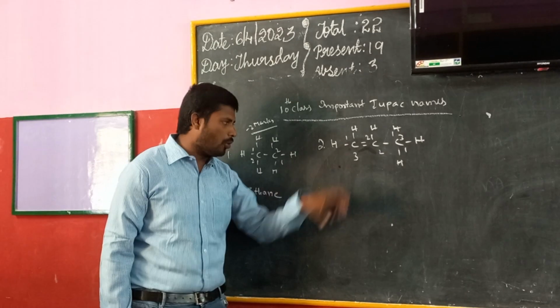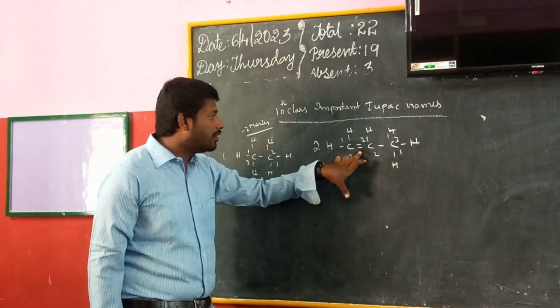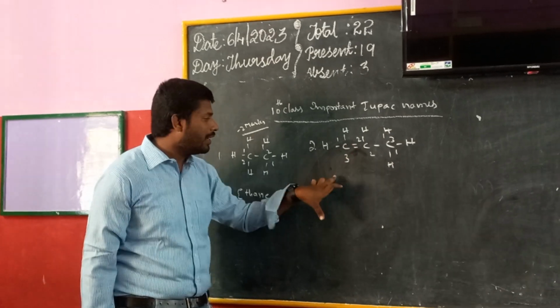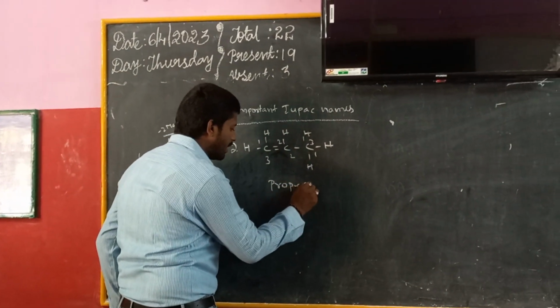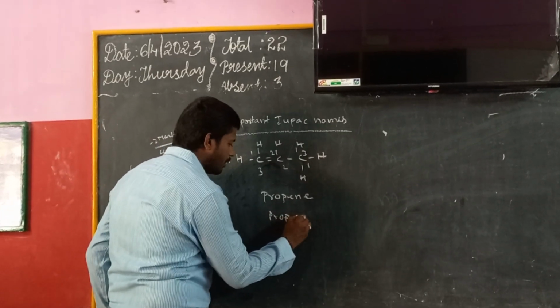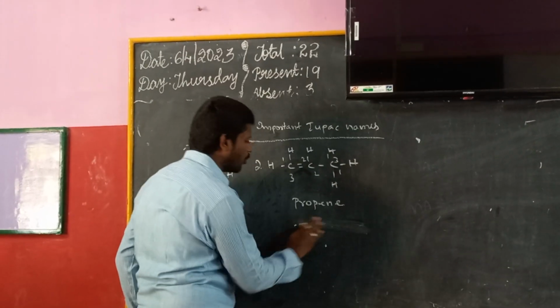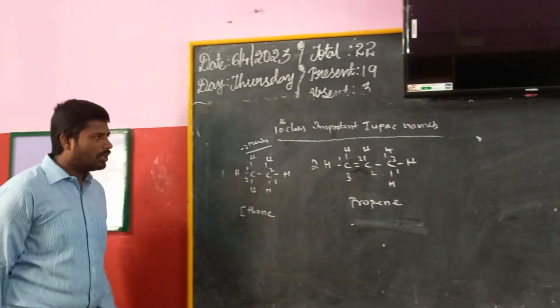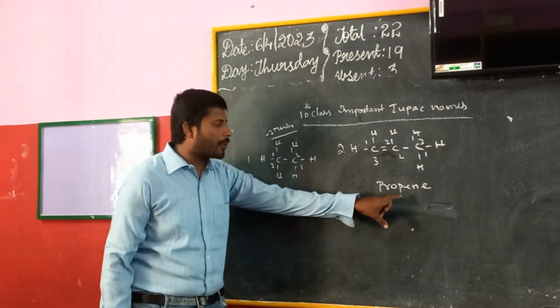This is propane, but we have a double bond. So double bond means ene, it is propene. This can also be written as prop-1-ene, but this is preferable, propene. Example number 2, it is propene.